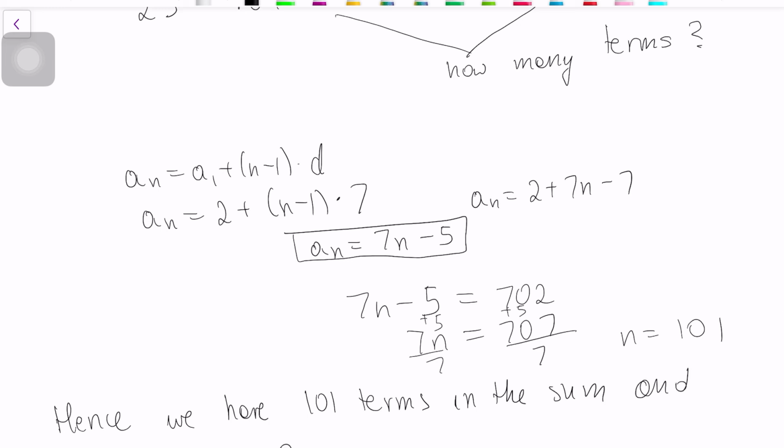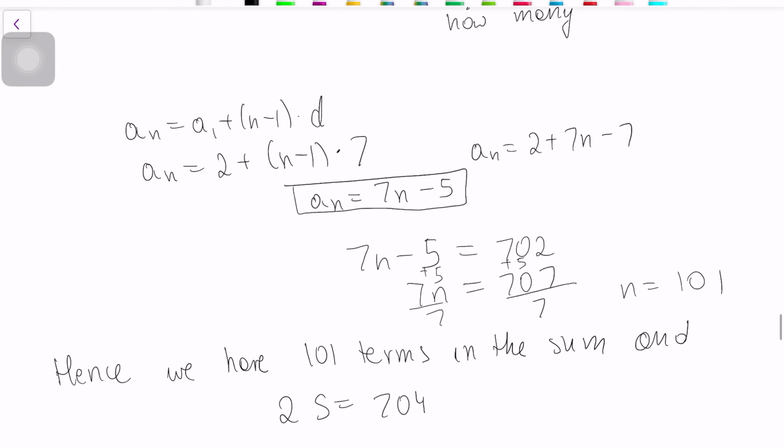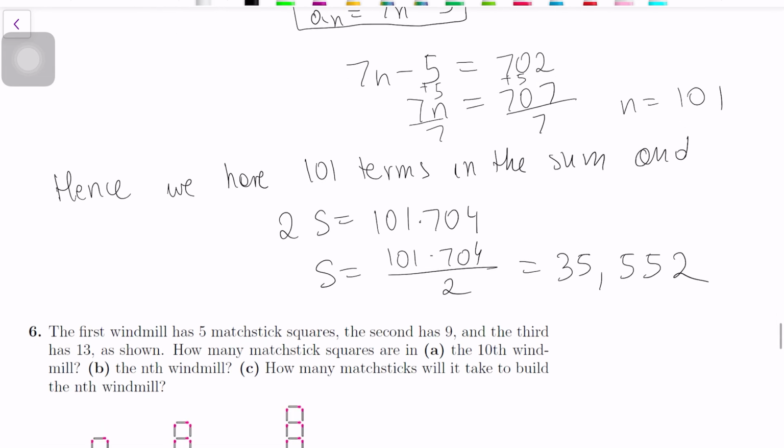So twice the sum is 704 101 times. So I'm going to say 101 times 704, and then of course divide both sides by 2 and use a calculator. If you had to, of course, you could do it by hand. That's 35,552.